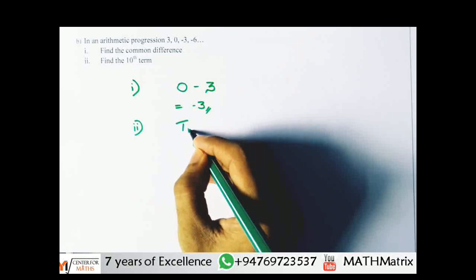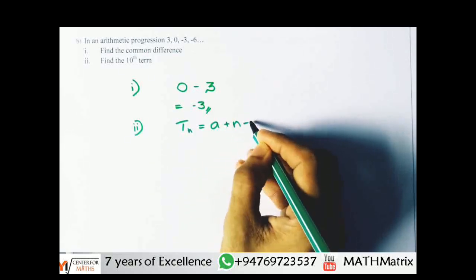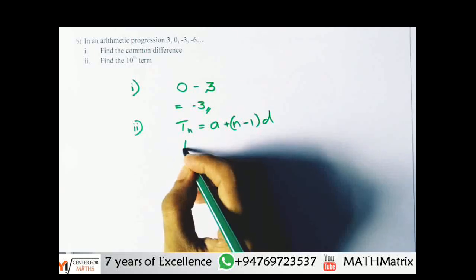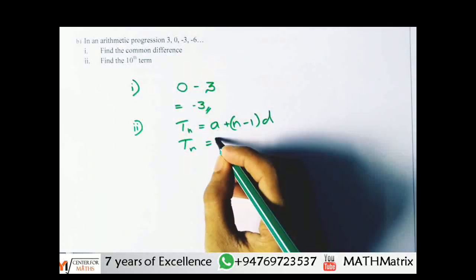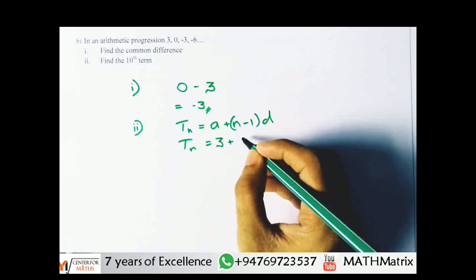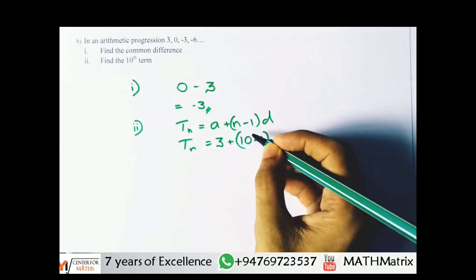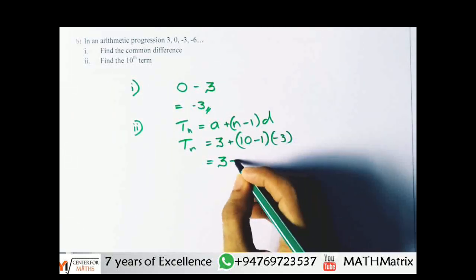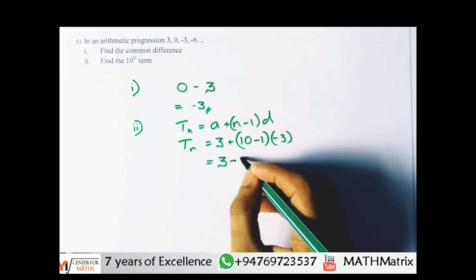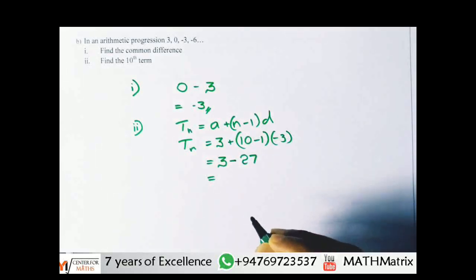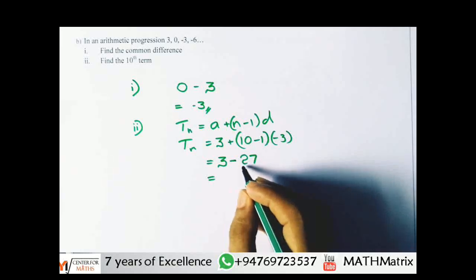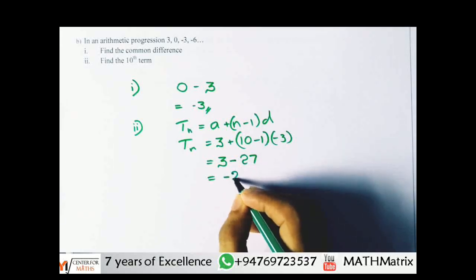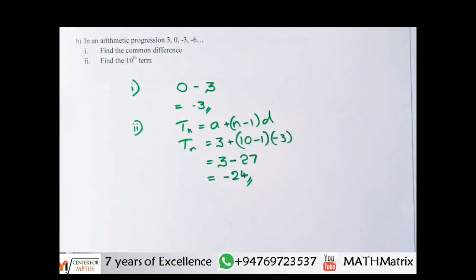That's it. And now they are asking us to find the 10th term. How to get the 10th term? The formula: Tn equals a plus (n minus 1) d. Okay, right, and the initial term is 3. So we have to substitute 3 there, and n is 10, since they are asking for the 10th term, so 10 minus 1, and here the common difference is minus 3. Right, so we can solve this easily. 3, plus into minus is minus. 10 minus 1 is 9, and 9 3s are 27. So now it's a bit easy for us. 3 minus 27, the difference is minus 24. You can see minus is the highest, so you have to give the answer in minus. So minus 24. That's it.